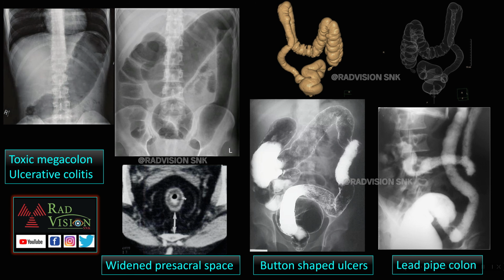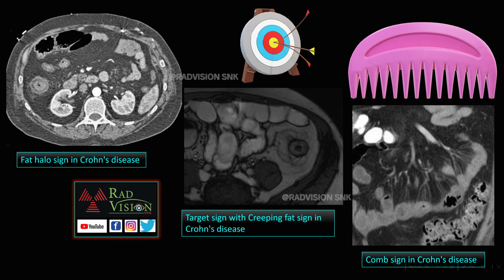Next case. Here you can see this is typical fat halo sign. There is excessive deposition of the fat in the submucosal region. So typically showing the fat halo sign which is seen in Crohn's disease.